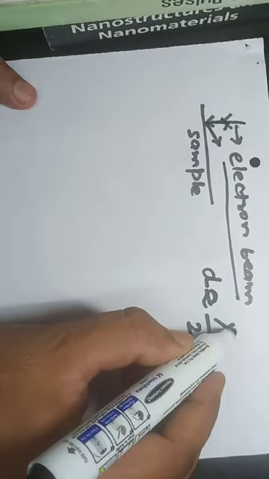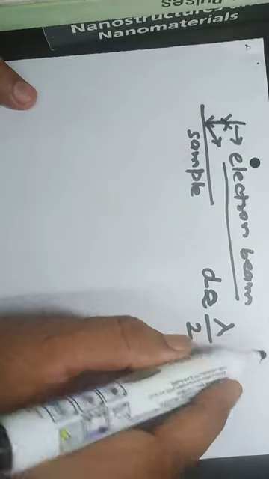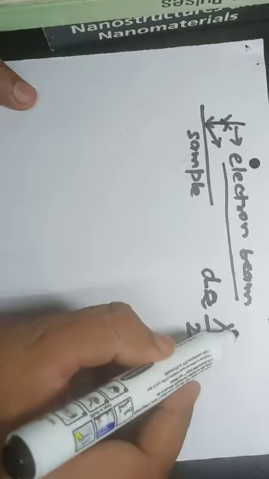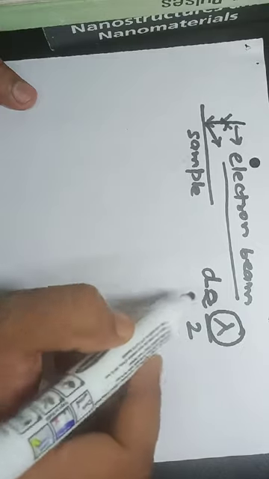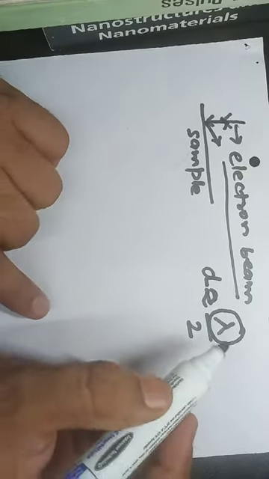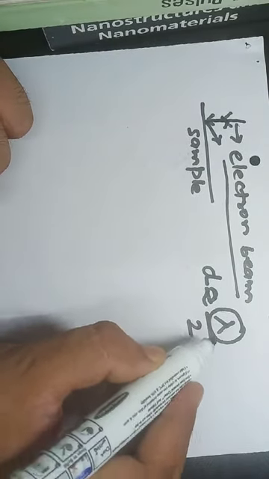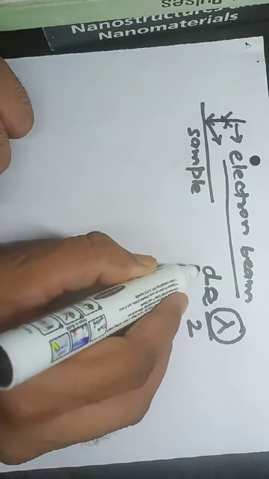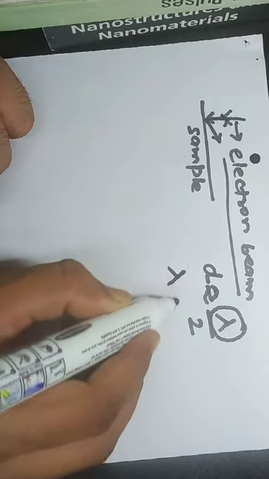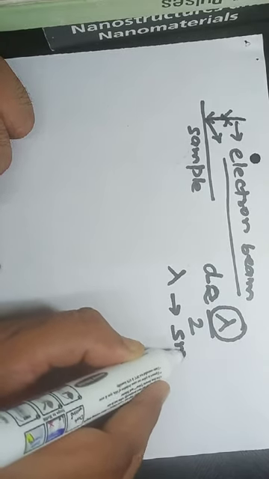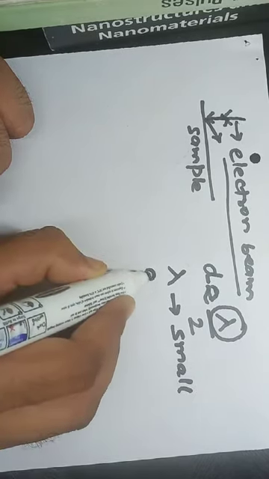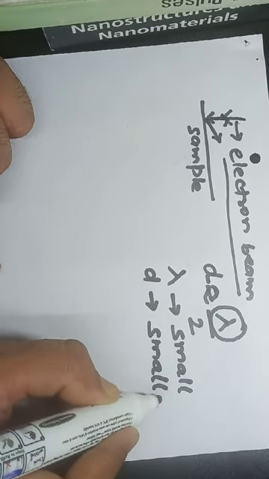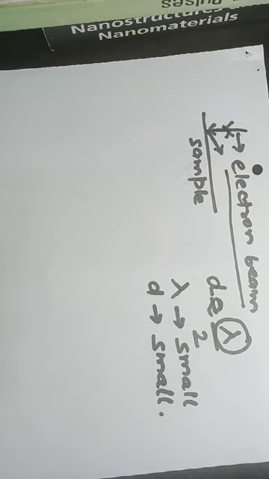What will happen with the help of the electron microscope, when you have an incident beam of electrons hitting the target sample, you can make the lambda as small as possible. If the lambda is small, then ultimately your d will be small. So you would have advantages of using this lambda.